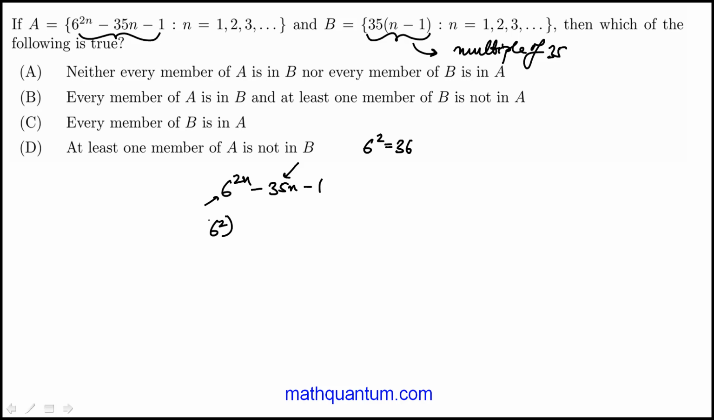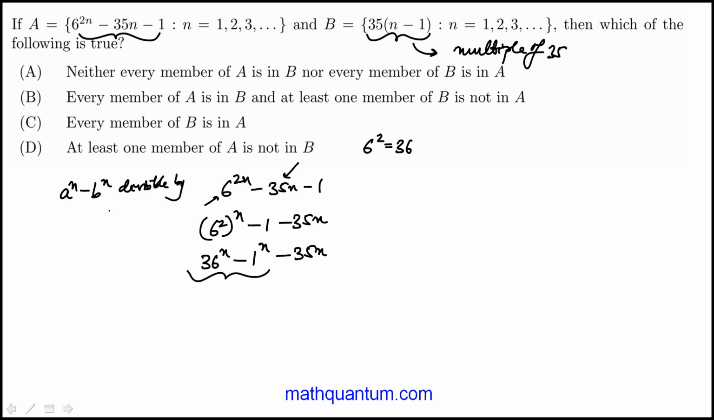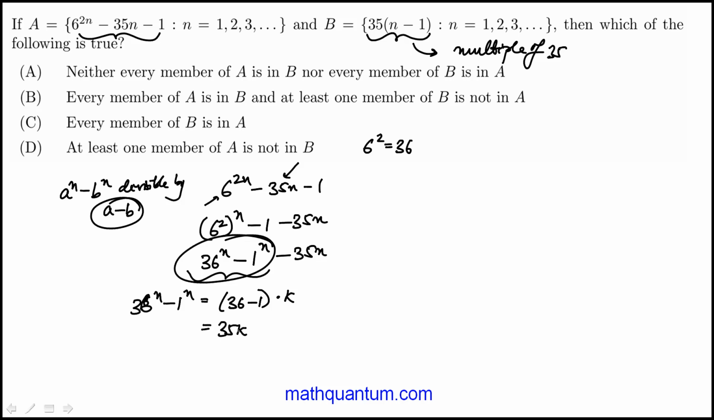So I can rewrite this as 6 squared to the power of n minus 1 minus 35n. Now this is 36 to the n, and I can also write 1 as 1 to the n. The reason I'm doing this is because there is a property that a to the n minus b to the n is always divisible by a minus b. So that means that this 36 to the n minus 1 to the n is a multiple of 36 minus 1, or 35 times some k.